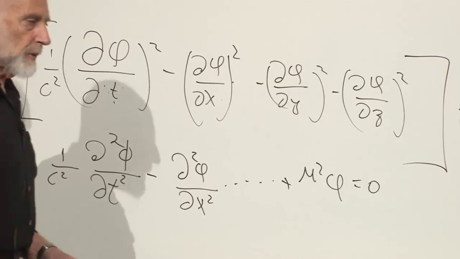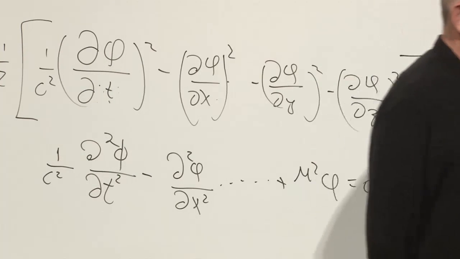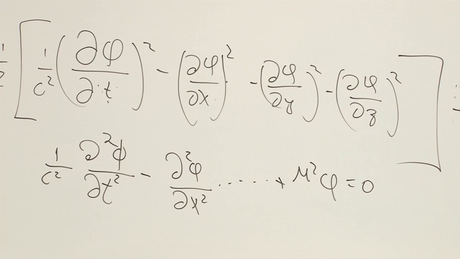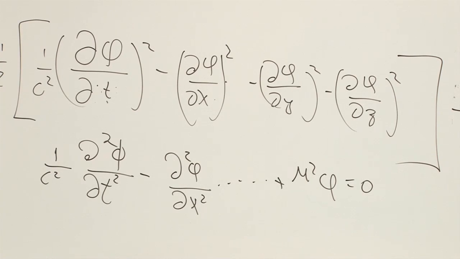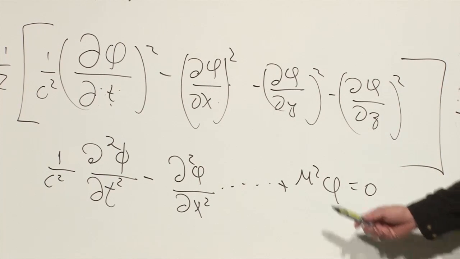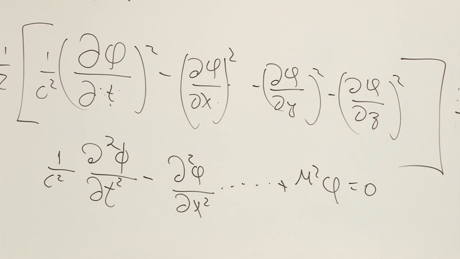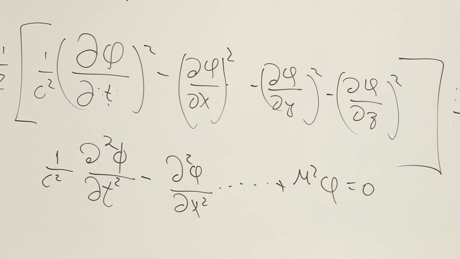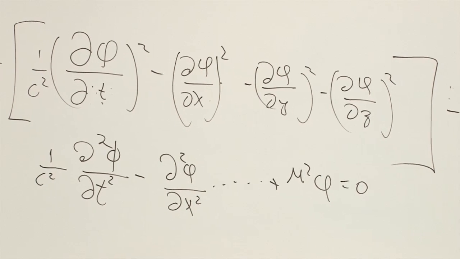And that, as I said, is a wave equation. It's a particularly simple wave equation because it's linear. Everybody know what linear means? It means that the field and its derivatives only appear to the first power. There are no terms in it like phi squared or phi times derivatives of phi, only things to the first power.